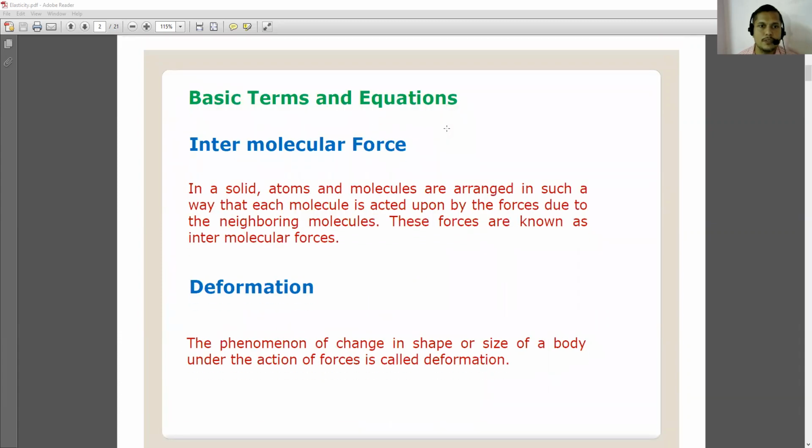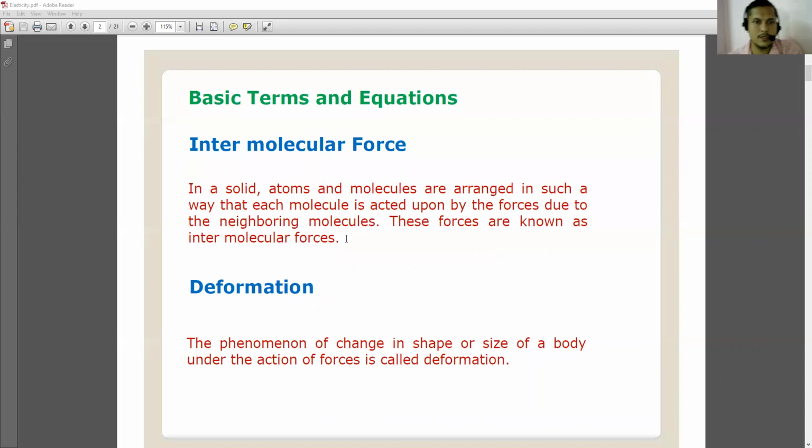First we discuss all the basic terms related to this elasticity. Afterwards, we will check the MCQs, or we can say numerical MCQs, its options and solution for the same. So let us start discussing the term elasticity. First, the basic terms and equations, in which the first point is intermolecular force.